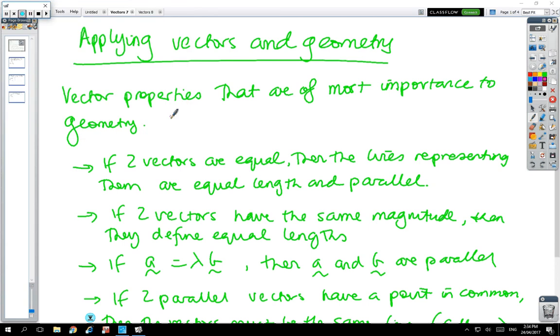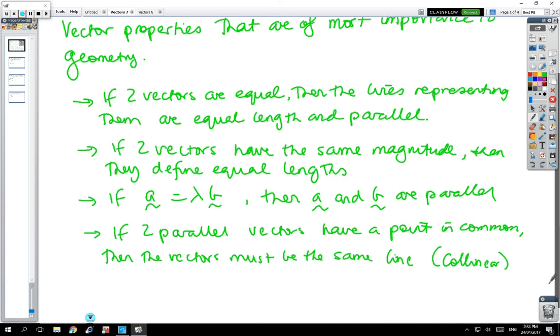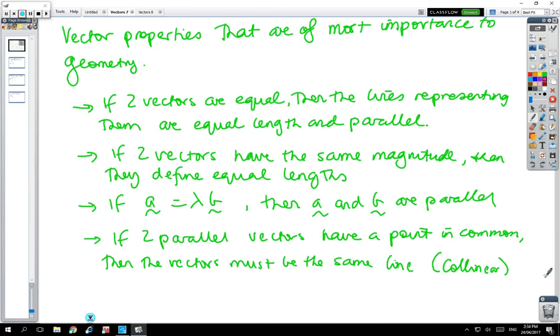Okay, so we're looking at applications of vectors in geometry, proving things. The first thing is what properties are important, and these are the properties that are important. If two vectors are equal, then the lines representing them are equal in length and are parallel. If two vectors have the same magnitude, then they must have equal lengths. If A equals lambda B, then A and B are parallel. They're different lengths, but they're parallel to each other.